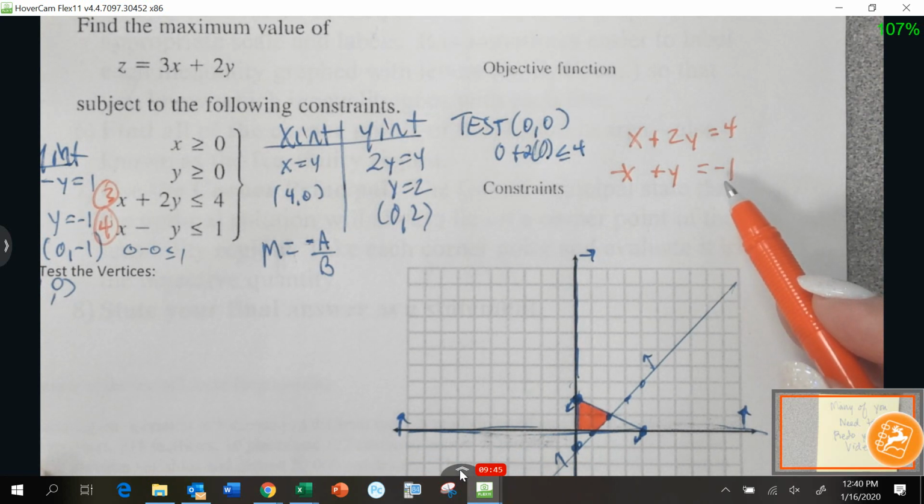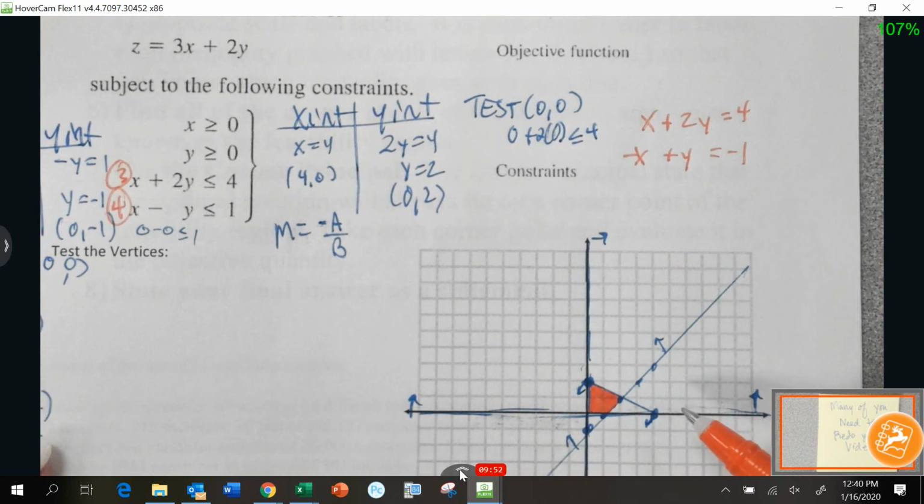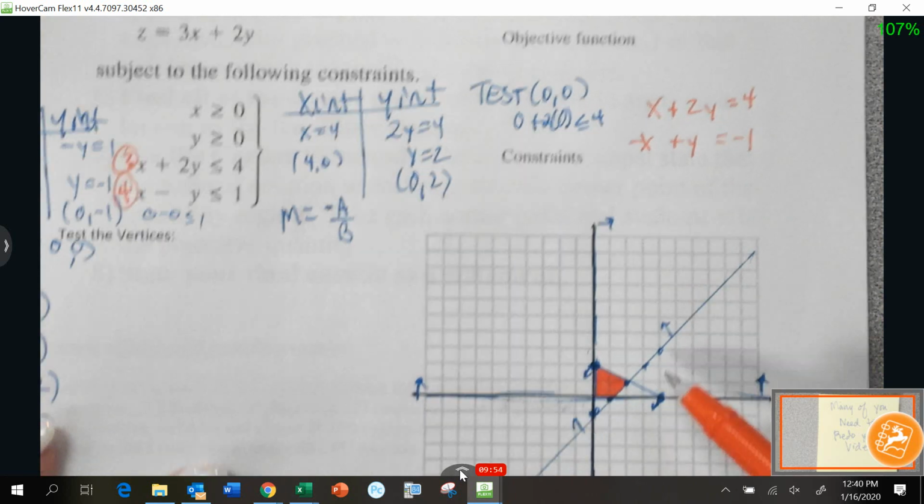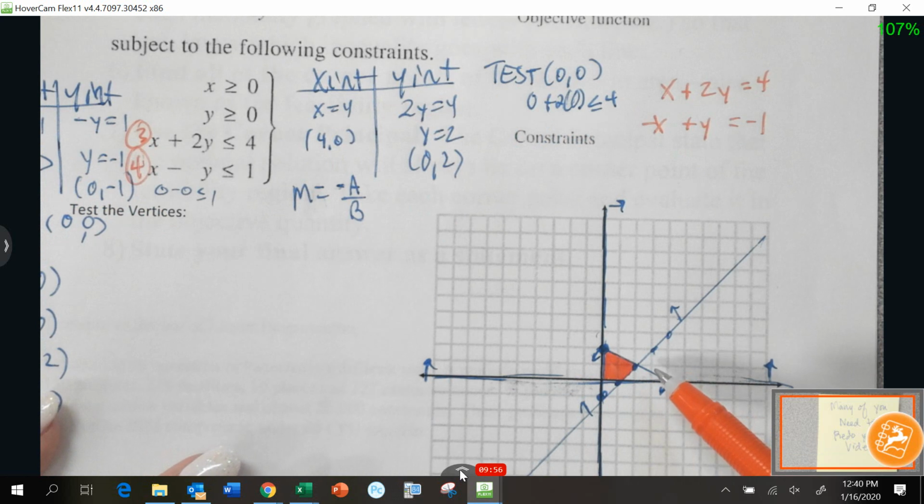No idea. Maybe. What am I trying to find here? Shivani, what am I trying to find? The point where what?